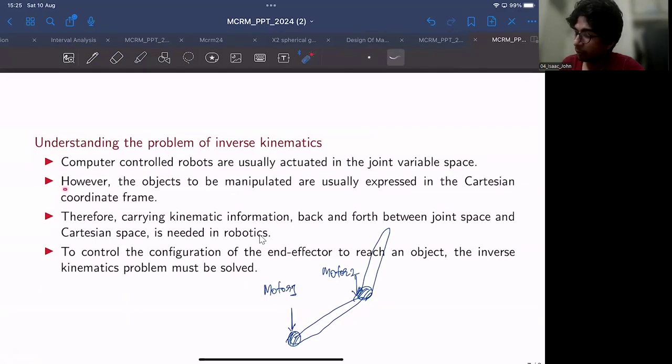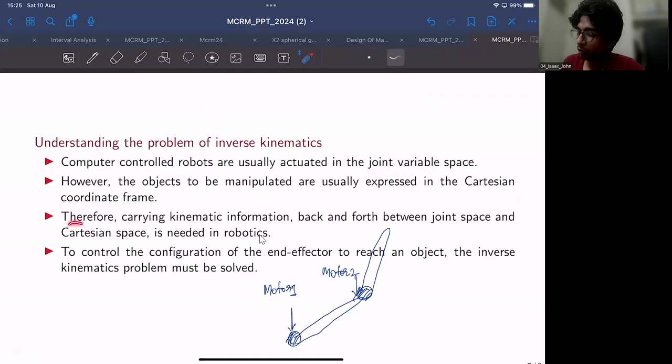The second point says, however, the objects to be manipulated are usually expressed in Cartesian coordinate frames. For example, if you want this robot to pick an object from x1, y1 and to place it on x2, y2, we define the initial position of the object using the Cartesian coordinates x and y, and the dropping position of the object using x and y. So there is actually a conflict, because controlling is happening in joint space variables, right? And objects are expressed in Cartesian coordinate frame.